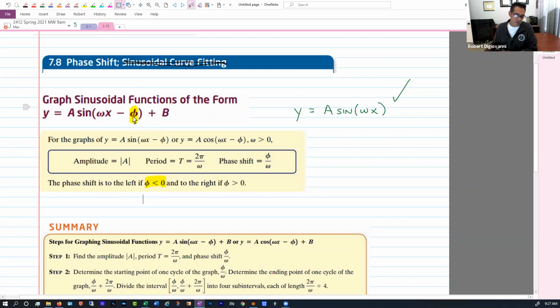And so think about this. If this number is positive, then you're subtracting a positive number. It would be a minus sign there. Okay, so that's what I was saying. You just have to be careful with that sign.